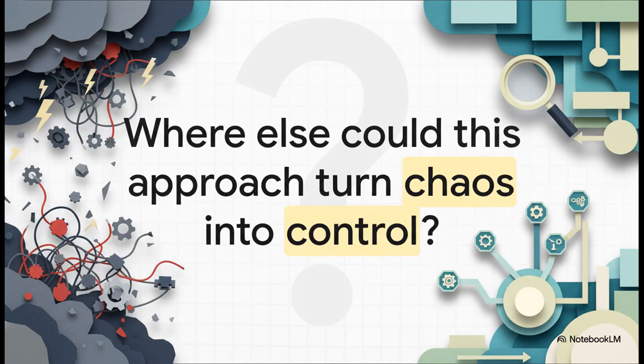And that leaves us with one last thing to think about. This structured way of thinking, separating symptoms from causes, methodically investigating and managing both temporary and permanent solutions, that's not just for IT, is it? So where else in your work, or heck, even in your life, could applying this kind of detailed and structured approach help you turn recurring chaos into lasting control?